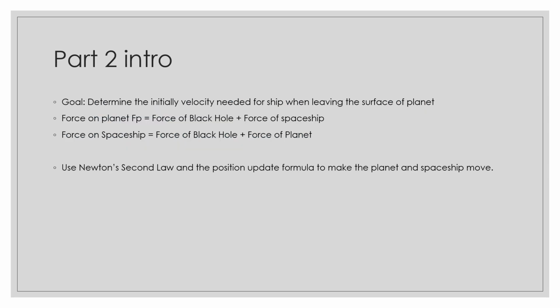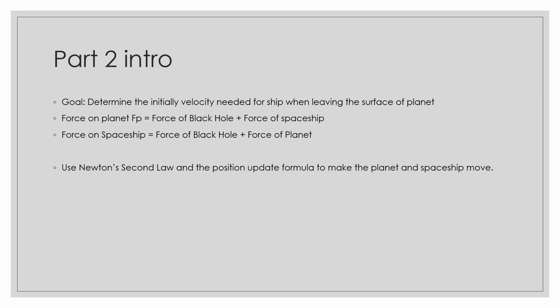Part 2, the goal was to determine the initial velocity needed for a ship to leave the surface of a planet, but also not get sucked into the black hole and crash one way or another. So the force on the planet, Fp, is equivalent to the force of the black hole acting upon the planet plus the force of the ship acting upon the planet. And then the force on the ship is equivalent to the force of the black hole acting on the ship and the force of the planet acting upon the ship.